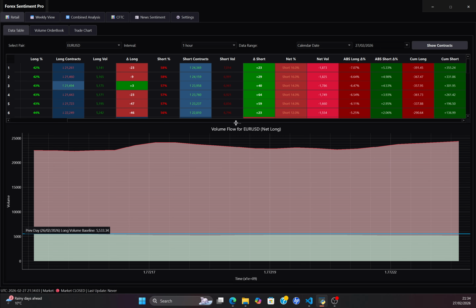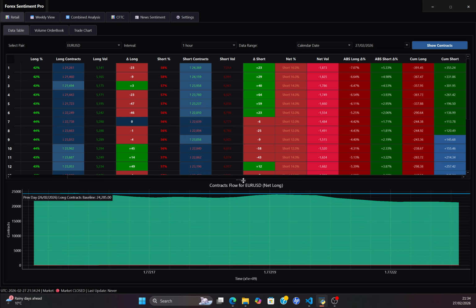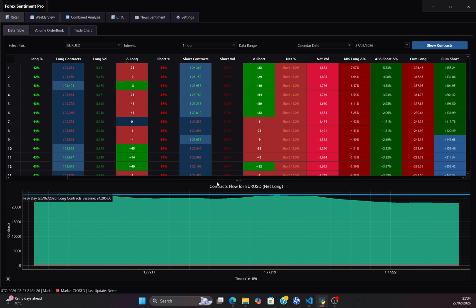At the bottom, this is a very handy, very small chart, which shows you volume flow for the selected pair. You can see recent traders are net short here, and then you can switch between volumes and contracts. It's very important to look at the contracts always as well.